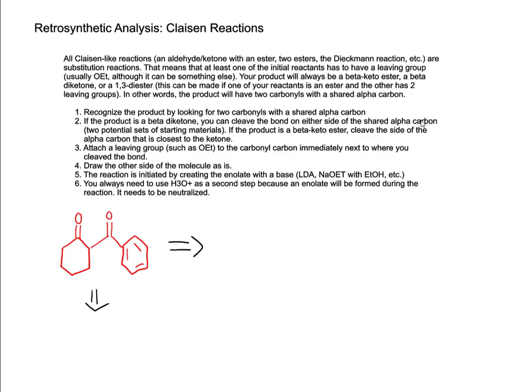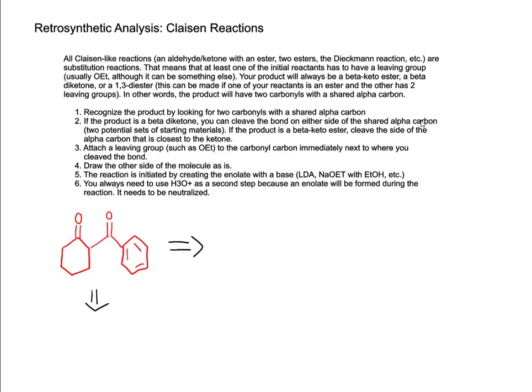Now let's look at retrosynthetic analysis for Claisen and Claisen-like reactions. All Claisen-like reactions, if you remember, are substitution reactions. That means that at least one of the initial reactants had to have had a leaving group. And usually that leaving group, we can just say it was something like OEt, although it could be something else. Your product in Claisen-like reactions will always be either a beta-keto ester or a beta-diketone, or even a 1,3 diester.